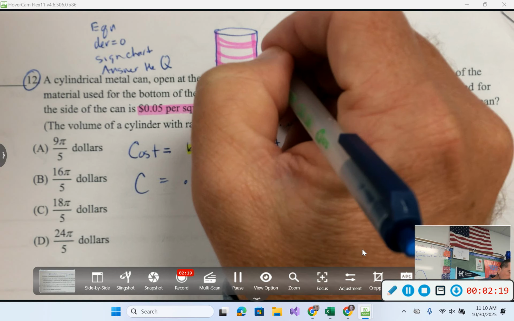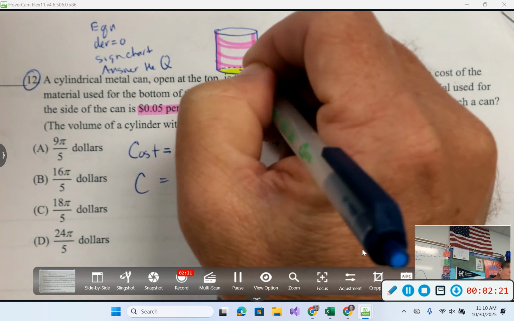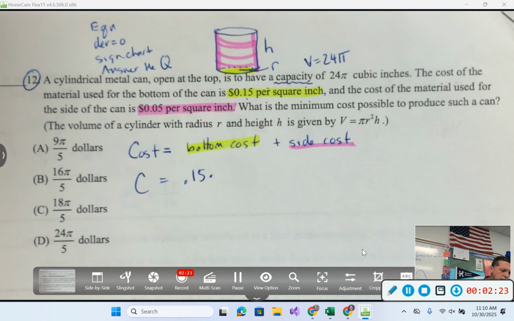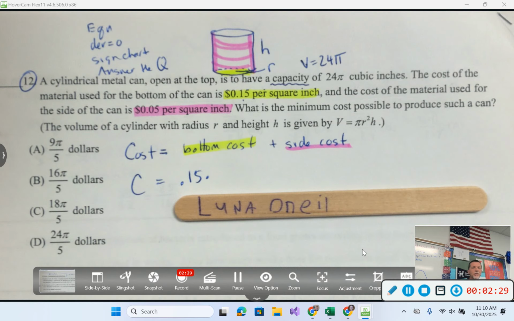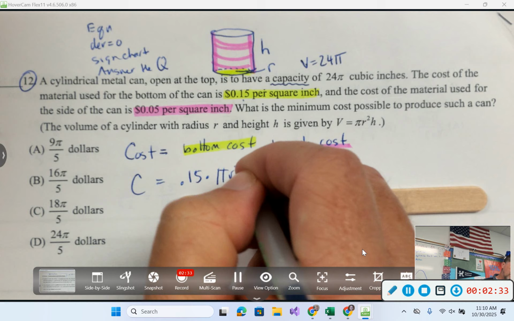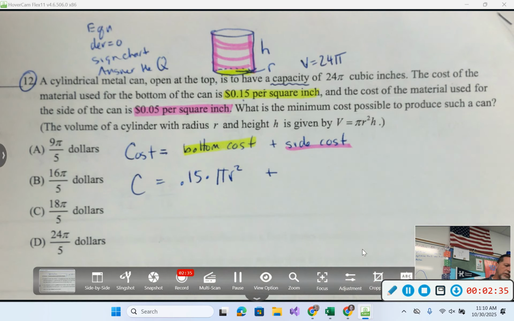I guess we should put some dimensions on here. So I need the area of the bottom of the can. Well, what's the area of a circle? Pi r squared. So pi r squared times 0.15 would be how much the bottom of the can cost.